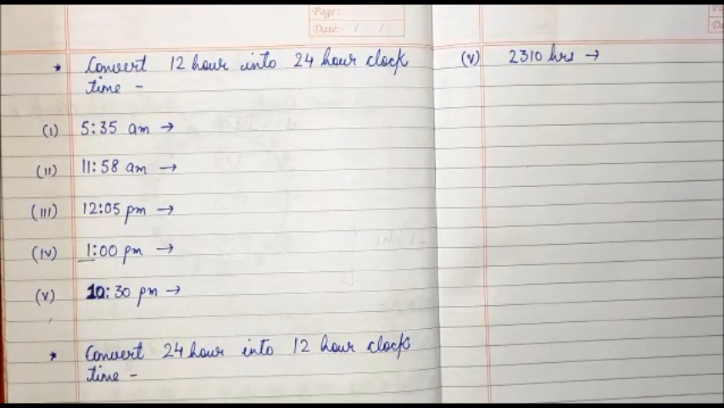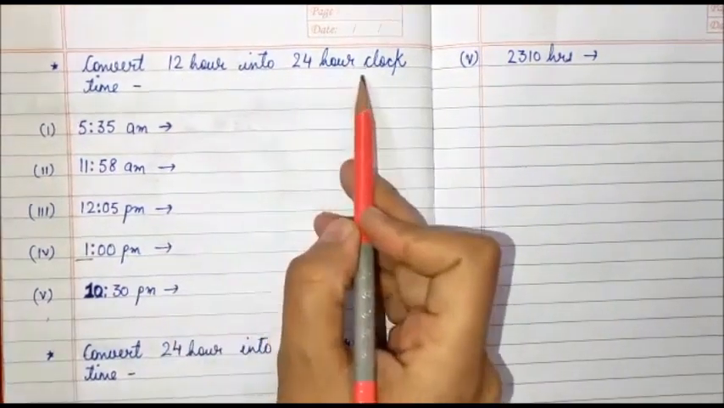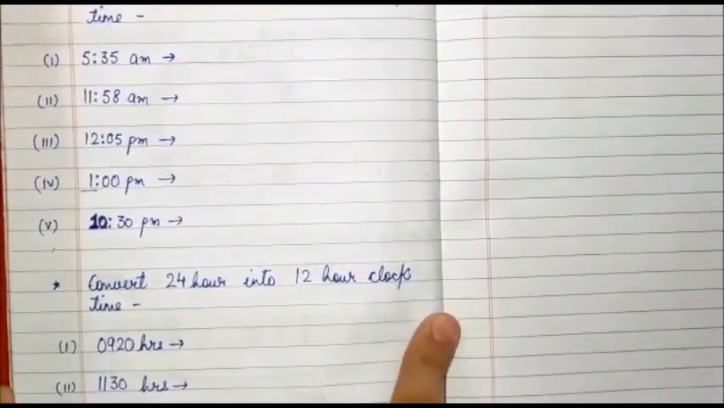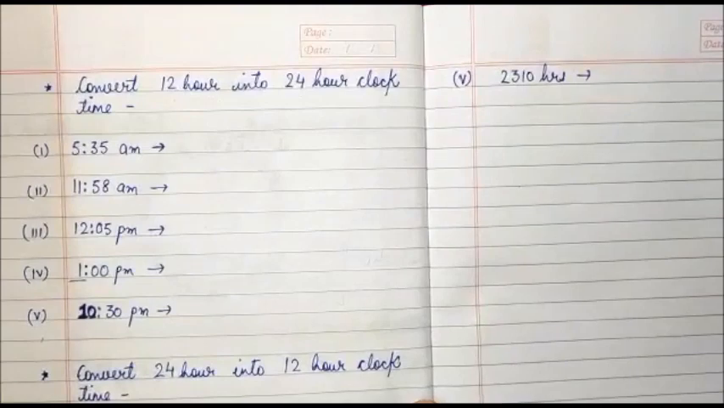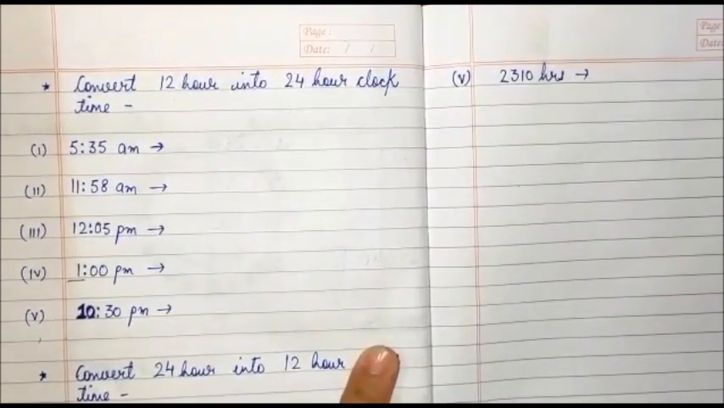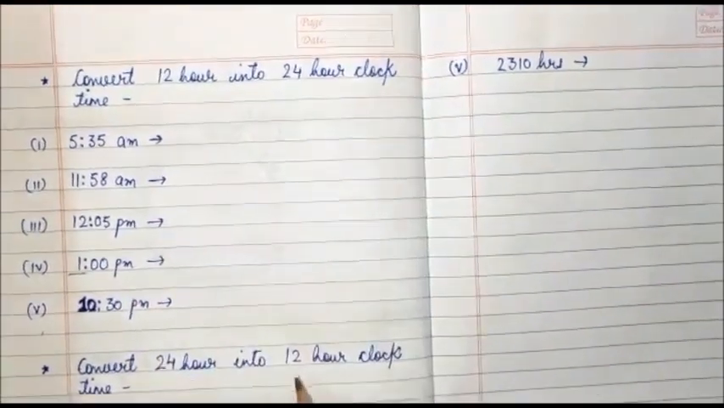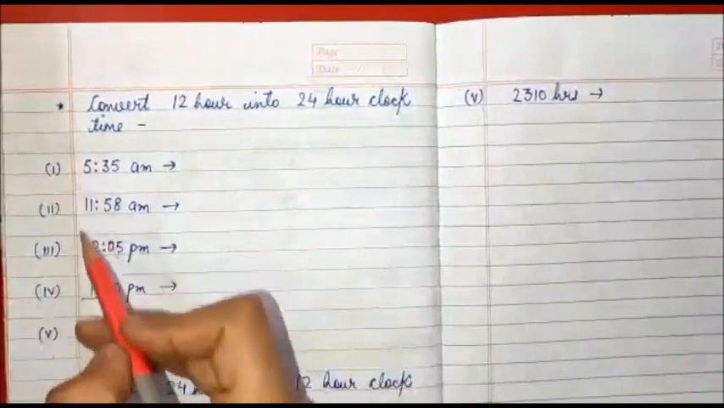Yes children, now let us understand how to do the conversion from the 12-hour clock to the 24-hour clock and from the 24-hour clock to the 12-hour clock. Before we move on towards addition and subtraction of the given timings, we should know how to do the conversion of 12-hour to 24-hour and from 24-hour to 12-hour. So let's first do this conversion.